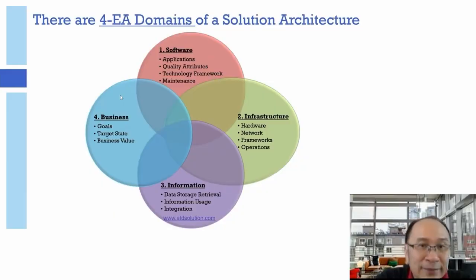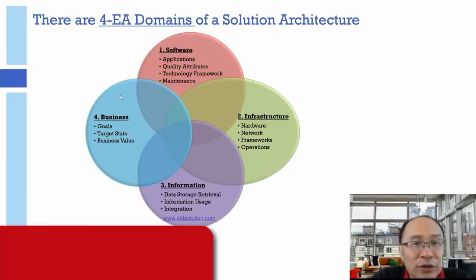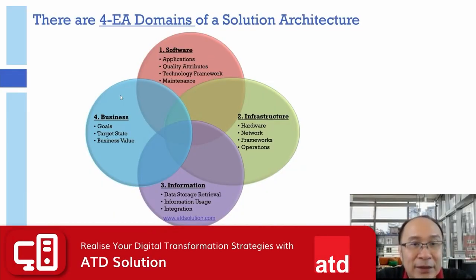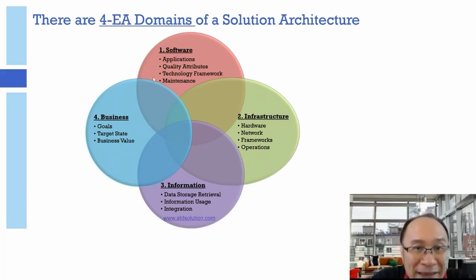The next one is on the domain. So solution architect is very unique. As mentioned earlier, they have 4 domains. First, we need to understand the software in terms of the application, quality attribute, technology framework, and how the software is to be maintained. And after that, we need to know all the infrastructure, hardware, network, framework, and operation. And the third one is on the information. We need to know about data, information usage, integration, retrieval, extraction. And number 4 is about the business. Understand the goal, target state, and business value.